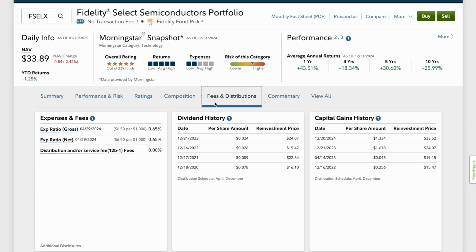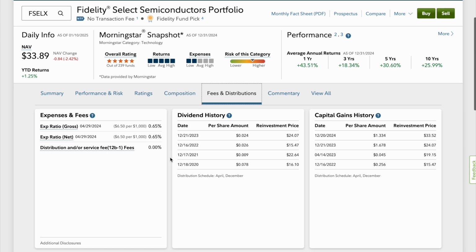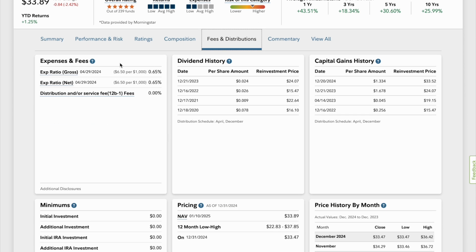Let's focus on the fees and distributions, and then we'll compare them to FTEC. So if you see here, you are paying $6.50 for every $1,000 you have invested.